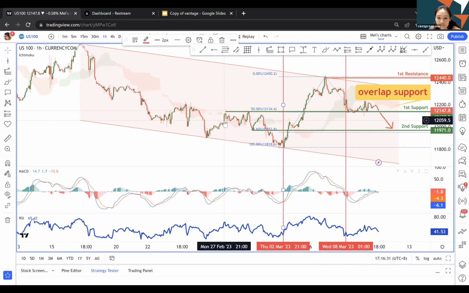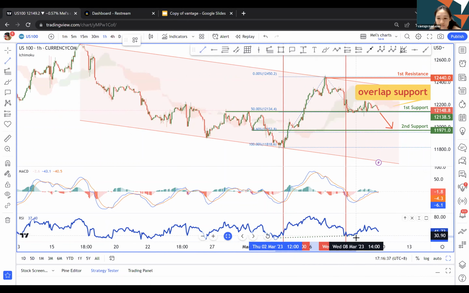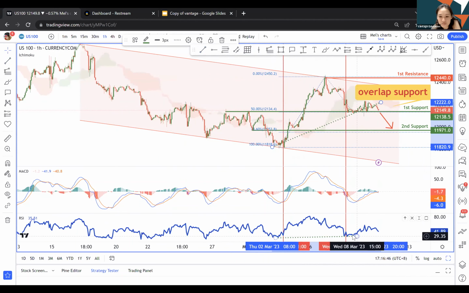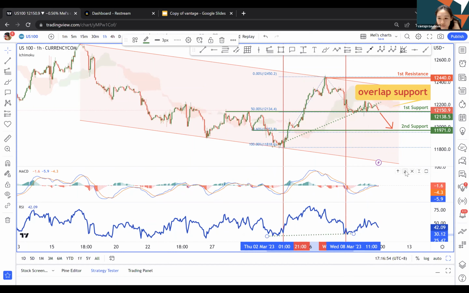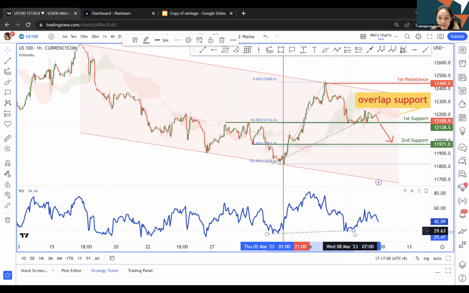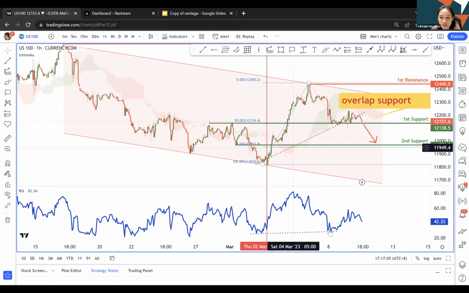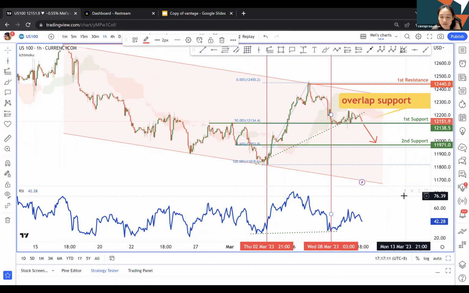Okay. So over here, you can see that on our RSI, price is showing, okay, let me remove my MACD so it's clearer. Okay. Price is showing a hidden support over here between the 2 vertical lines that I'm highlighting over here.